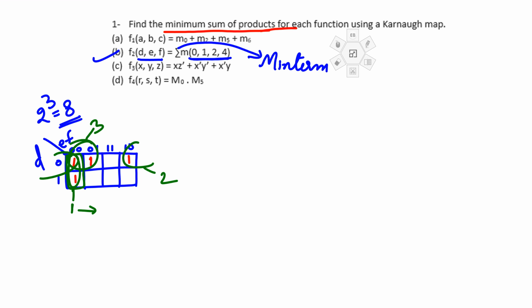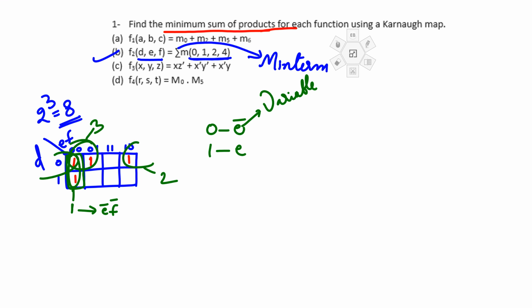0 means E bar and 1 means E, because E is a variable. You take any variable: if there is a 0 at that position, you have to write that variable with a bar. Like here in this case, E is the example. So here I am writing E bar and F bar. Okay, fine. This first one is over.